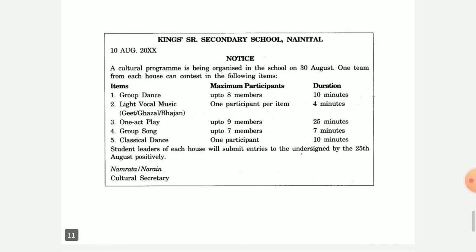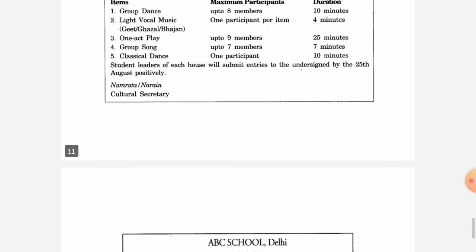And finally, on the left hand side, obviously the name and designation has to be written. Either you can write Namrata or Naren. One boy's and one girl's name will be given. You have to select only one. And the next line is the designation. Here, since it is a cultural program, there is no doubt that this notice has been issued by a cultural secretary only.